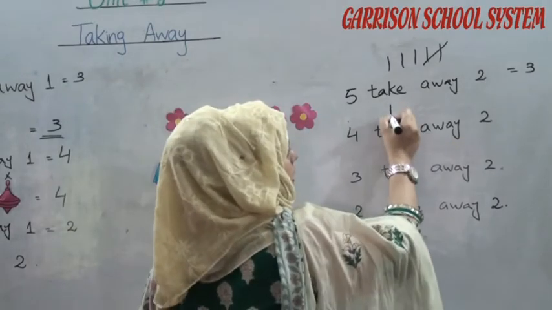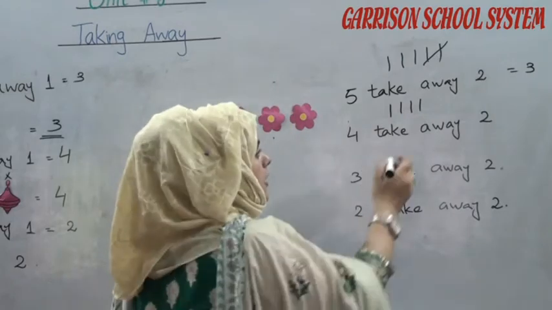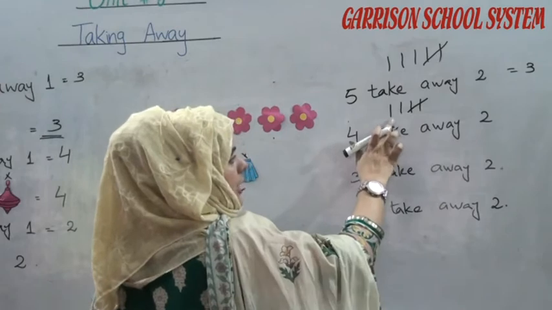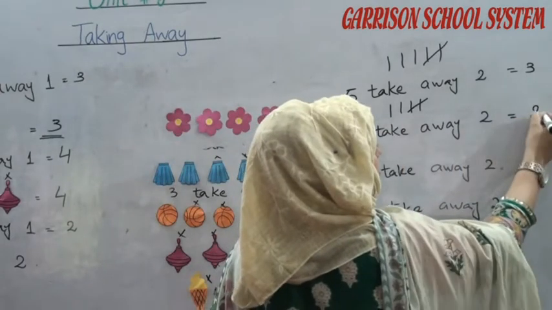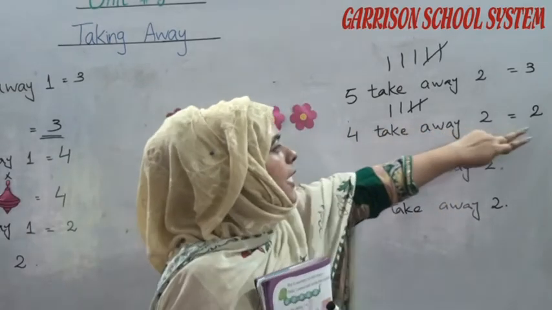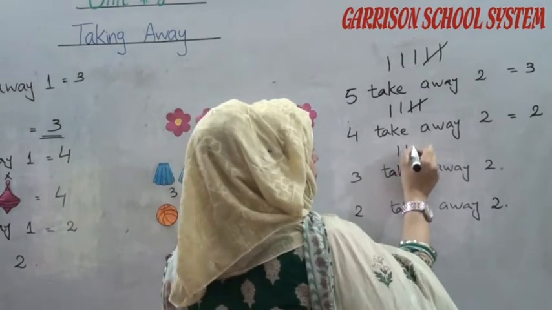Now we have 1, 2, 3, 4. 4 counters. Now we are going to take away 2. 2 हम ले लेंगे तो हमारे पास क्या बचेगा? 1 and 2. So we will be left with 2. If we have 4 and we have taken away 2, हमारे पास क्या बचेगा? 2.